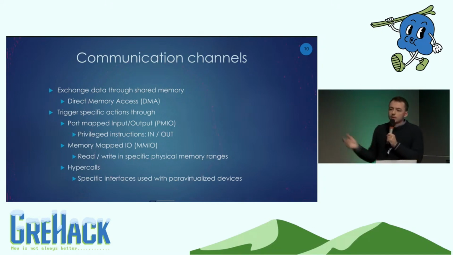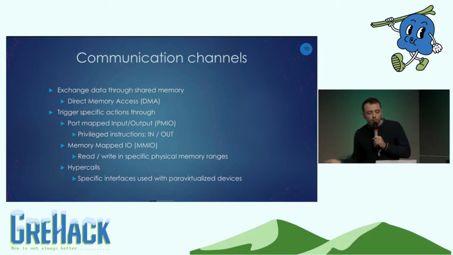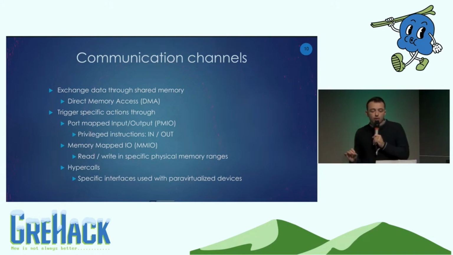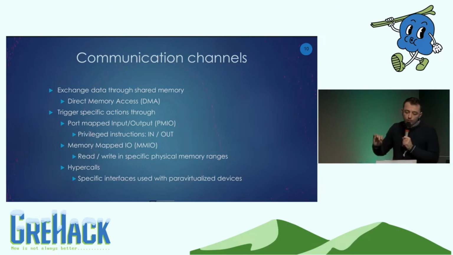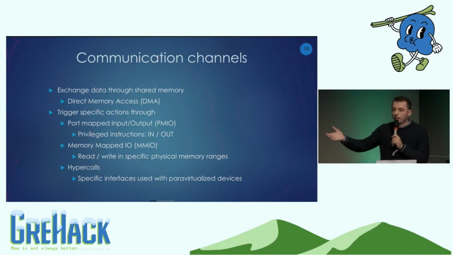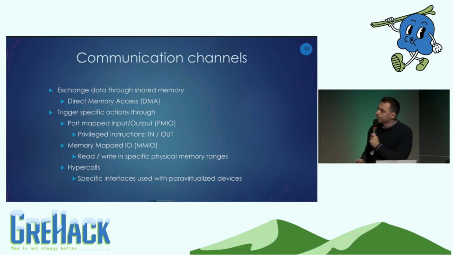And then you can trigger specific actions like the hardware, with PMIO and MMIO. PMIO is port-mapped input-output. You trigger those by using privileged instructions. In x86, it's in and out, which you might have seen before. And for MMIO, you just write in specific physical memory ranges that are reserved for MMIO. And finally, there are hypercalls, which are specific to hypervisors, for the paravirtualized devices, the thing I just talked about before.